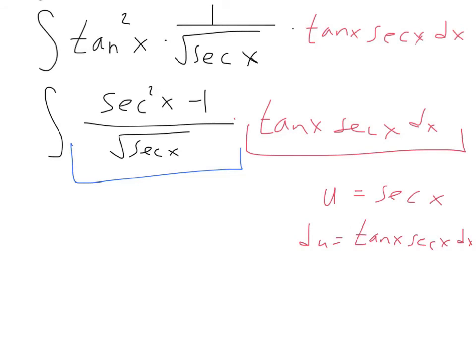This should be a problem that you guys, if you haven't already done so, can finish on your own. So pause the video, do the substitution, and work through the actual arithmetic, and make sure you get it. I'm seeing this as the integral of u squared minus 1 over the square root of u du.